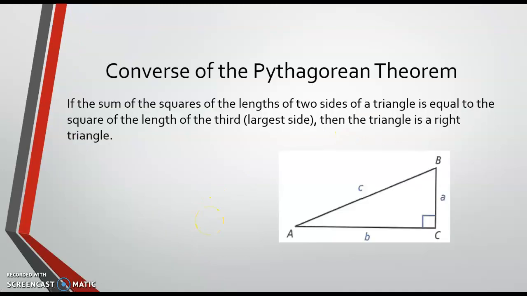Before, the Pythagorean Theorem states that if it's a right triangle, then a squared plus b squared equals c squared. What the converse says, and you can read all the words, but basically it comes down to if a squared plus b squared equals c squared, then the triangle is a right triangle. That's it. If a squared plus b squared equals c squared, then we have a right triangle. If a squared plus b squared does not equal c squared, it's not a right triangle.